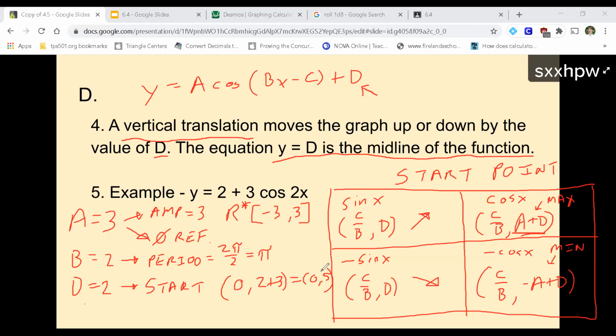That means our range is really -3 plus 2 and 3 plus 2. So our range is really -1 to 5. And y equals 2 is our midline.